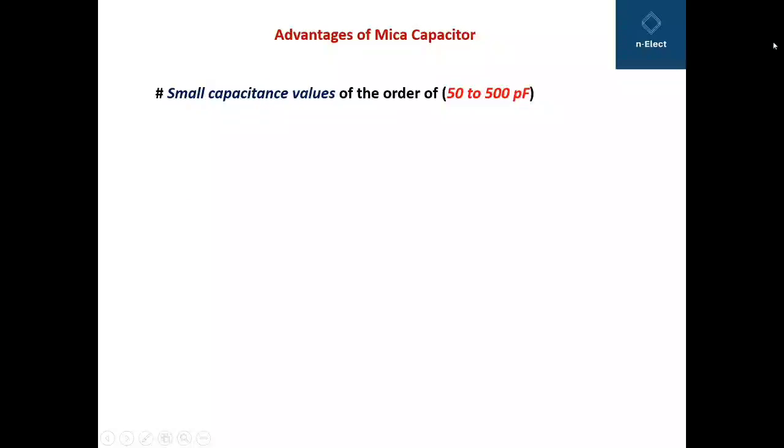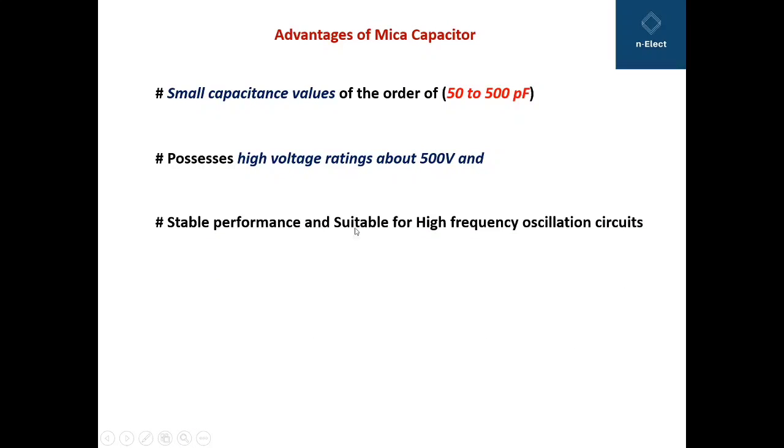Advantages of mica capacitors are that they have small capacitance values of the order of 50 to 500 picofarads. Picofarad means 10 raised to power minus 12 farads, so 500 into 10 raised to power minus 12 farad. They possess high voltage ratings of about 500 volts, stable performance, and are suitable for high frequency oscillation circuits.